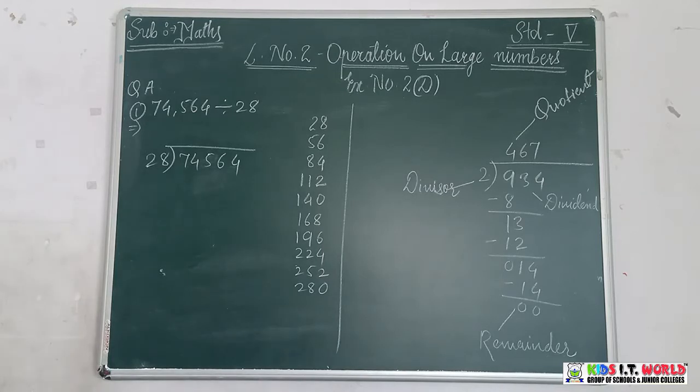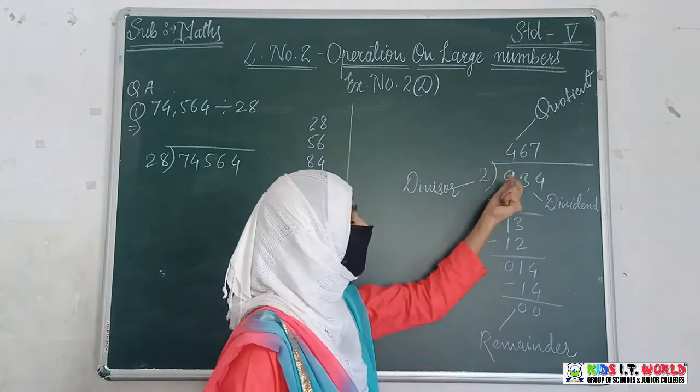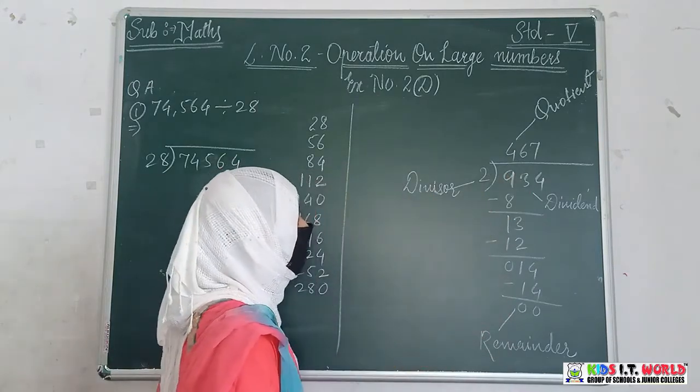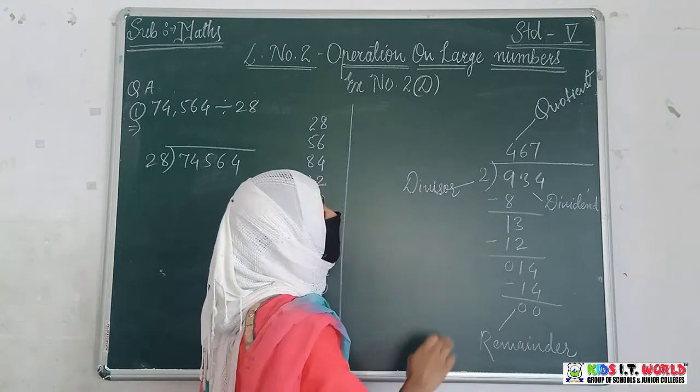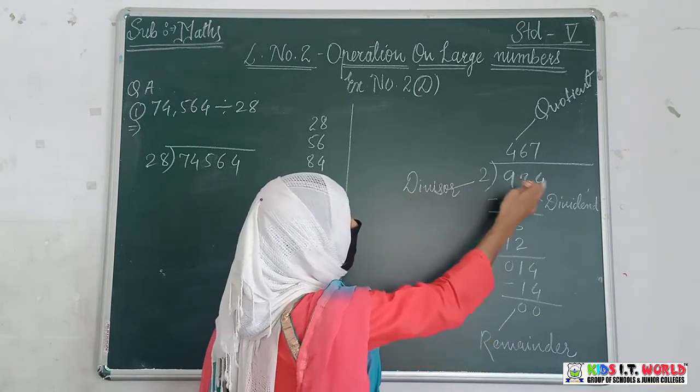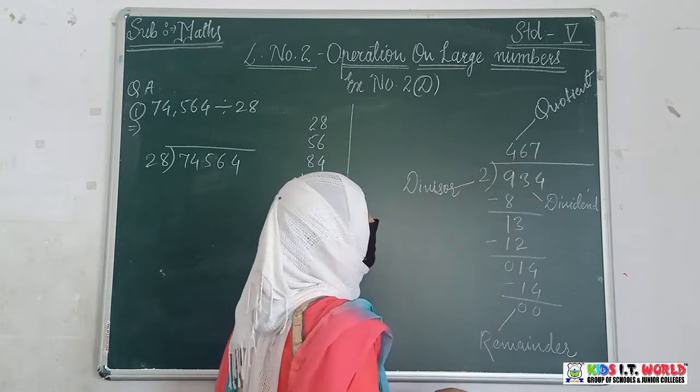Now here is the fourth topic of operations on large numbers. Operation on the large number is division. In division there are four parts. They have different names. So here I am taking an example to tell you what is the part of this one, what we call this.